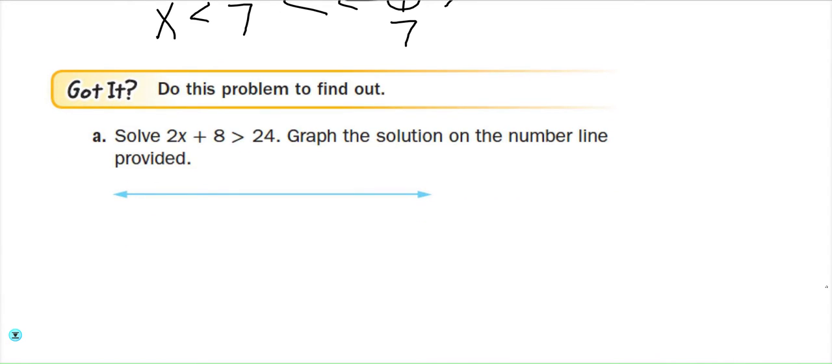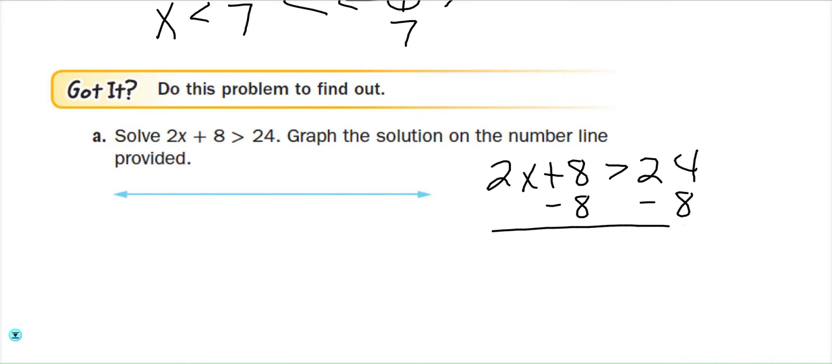Okay, let's try the got it question by ourselves. And let's take a look. So we have solve 2x plus 8 is greater than 24. Graph the solution on the number line provided. All right, so let me work it out over here, I guess. So we'll do 2x plus 8 is greater than 24. Okay, so we're going to minus off 8. That's going to give us 2x is greater than, and that's going to give us, let's see, 16.